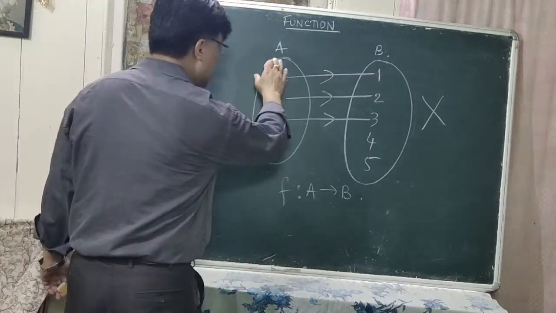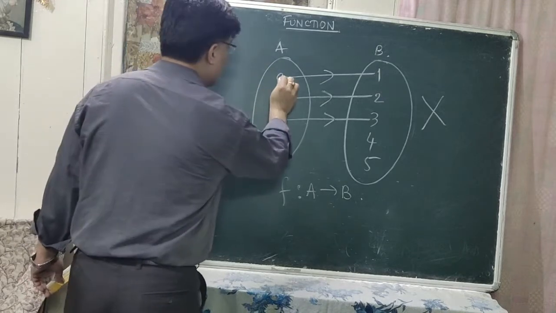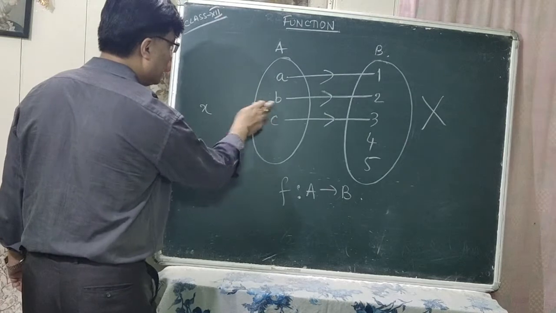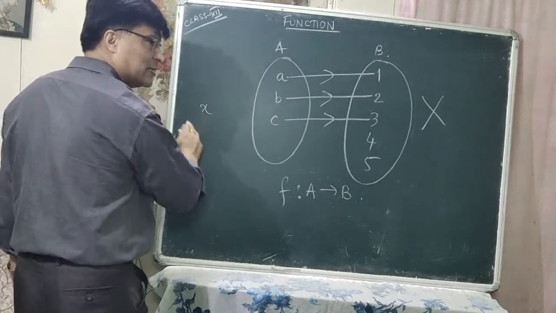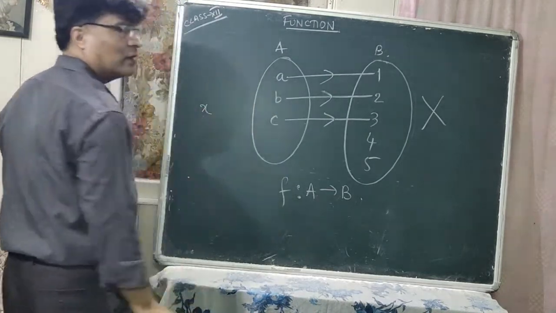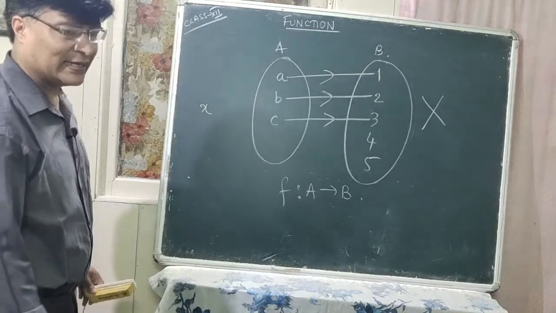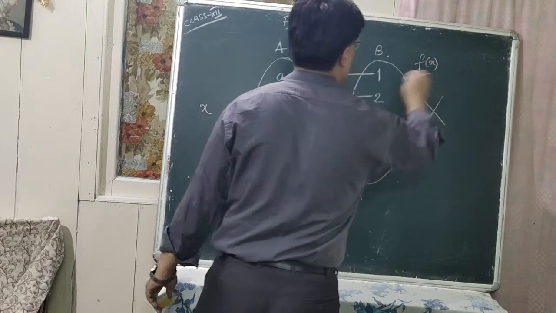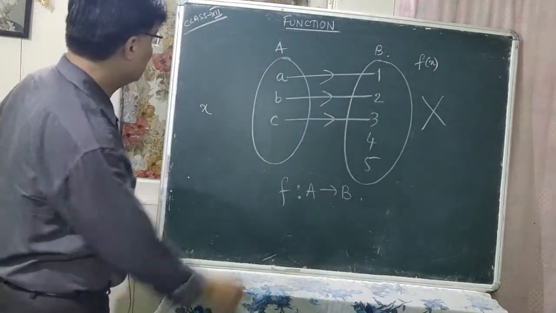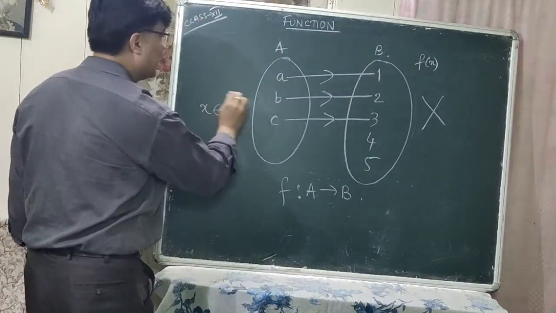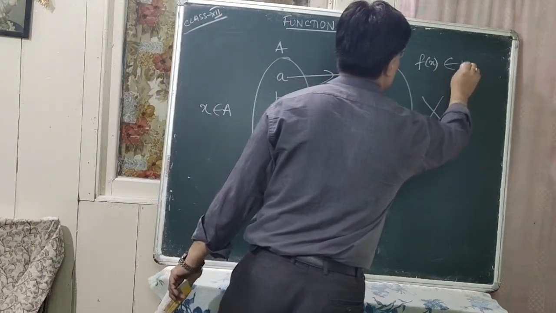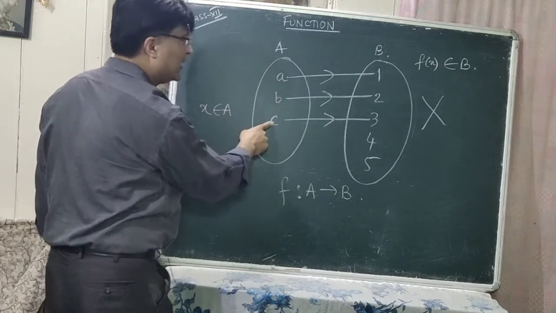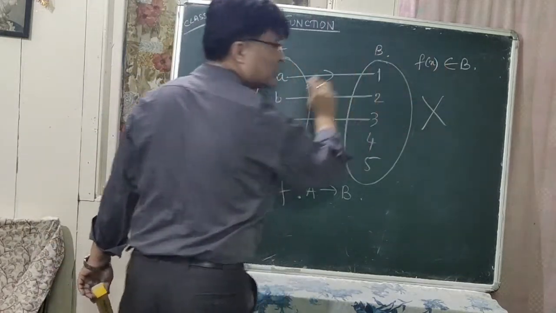Each and every element of this A we can suppose as x. x is equal to a, x is equal to b, x is equal to c. This is the generalized value of the elements of the set A. And this we can call f of x. Okay? x belongs to the set A and this f of x belongs to the set B.